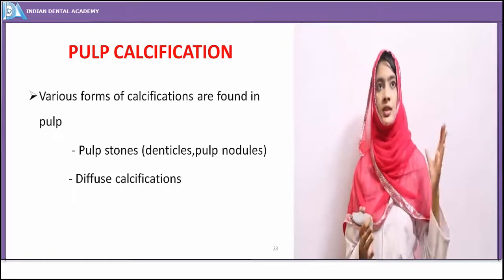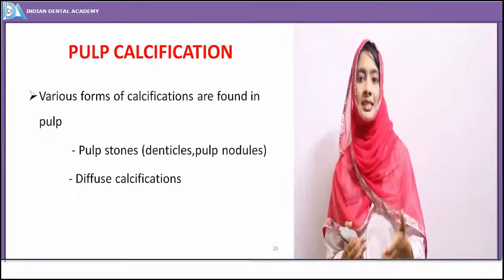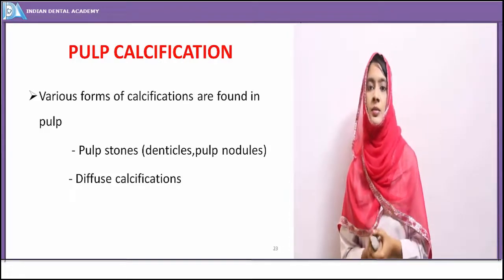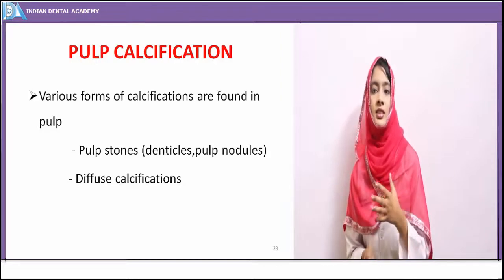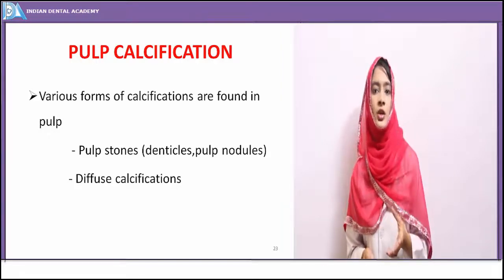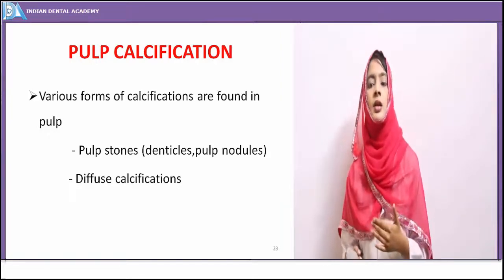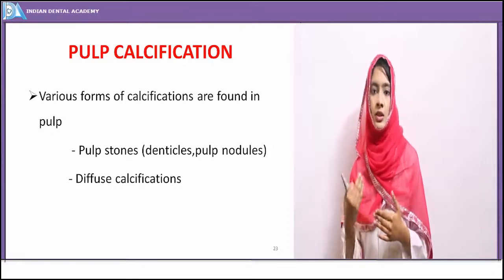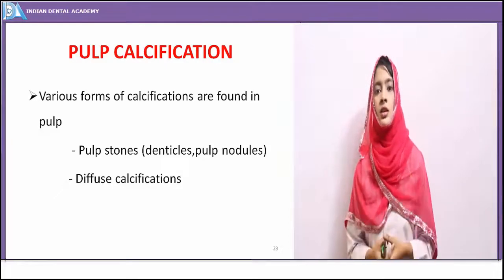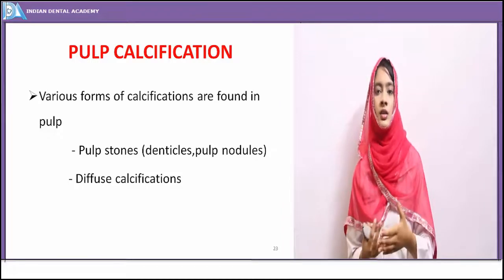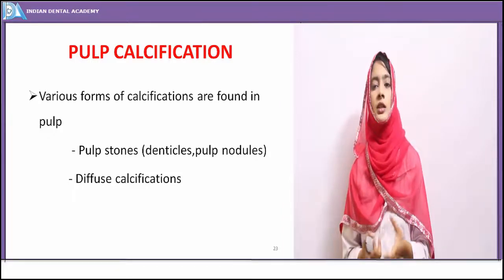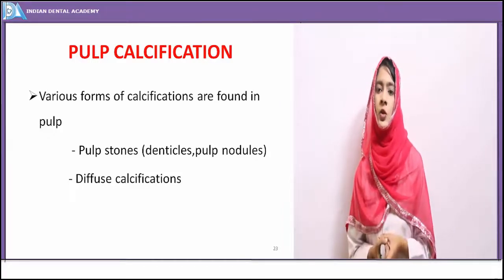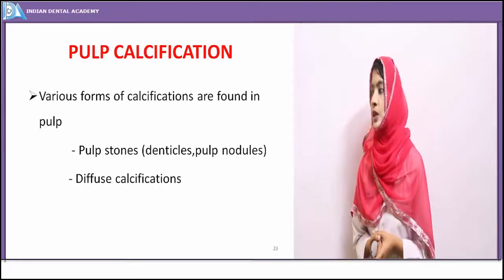So that's with secondary dentin deposition. Both secondary dentin deposition and sclerotic dentin are normal mechanisms present within the tooth to prevent any harm occurring to the pulp. They are basically protective mechanisms to prevent pulp exposure.